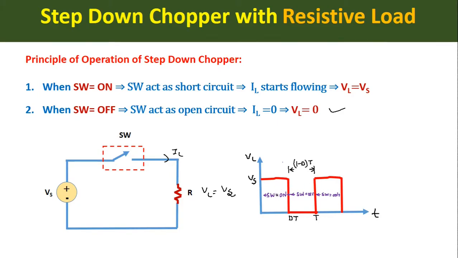From here we can see that during the on period, that means when the switch is on, we are getting the output load voltage VL is equal to Vs up to the instant dt, and when the switch SW is off at t is equal to dt, what happens? The switch will act as open circuit and we will get the load voltage equal to 0. Therefore we are getting a rectangular load voltage waveform.